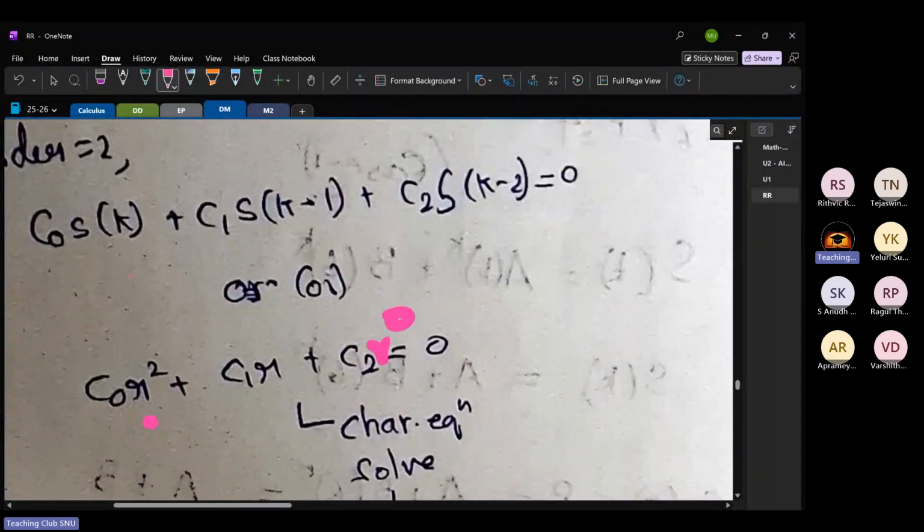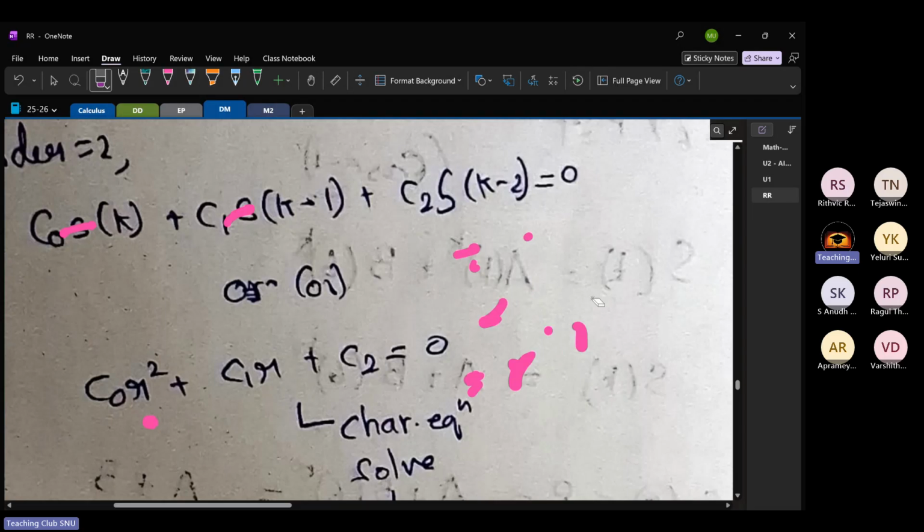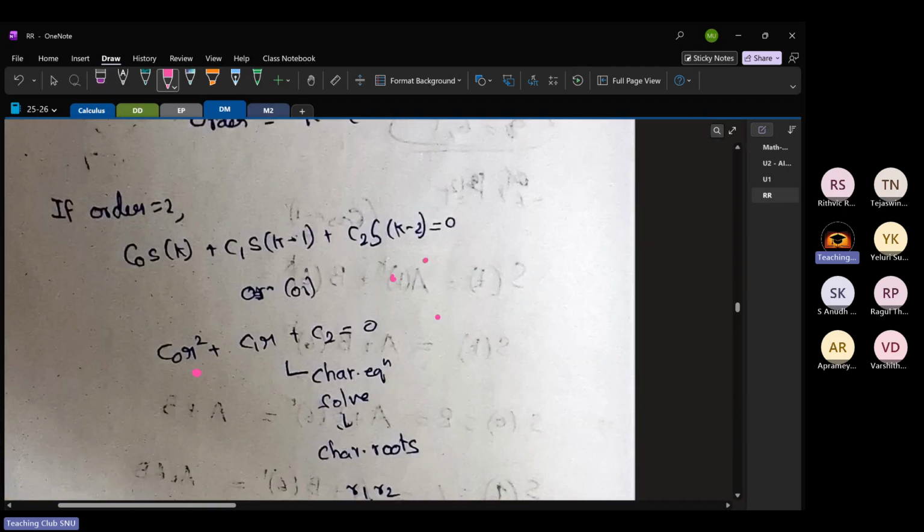If you observe, c naught goes with s of k, c1 with s of k minus 1, c2 with s of k minus 2. So you are substituting s of k by r square, s of k minus 1 by r power 1, and s of k minus 2 by r power 0. Just see the difference of the variables and substitute accordingly. Do not complicate it too much, like me.